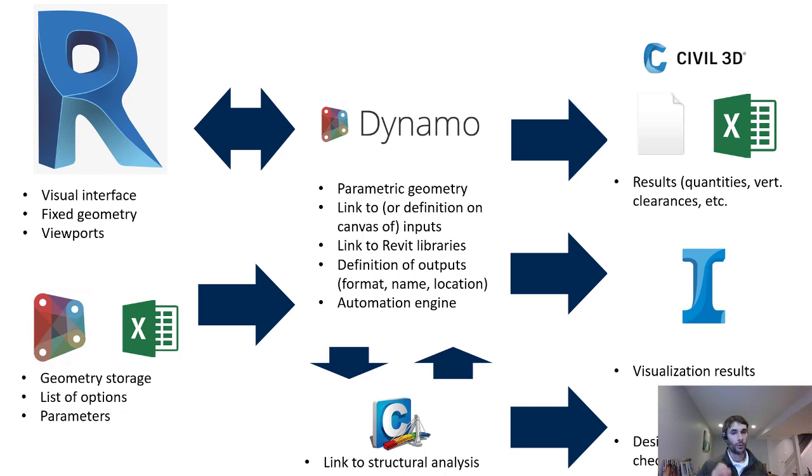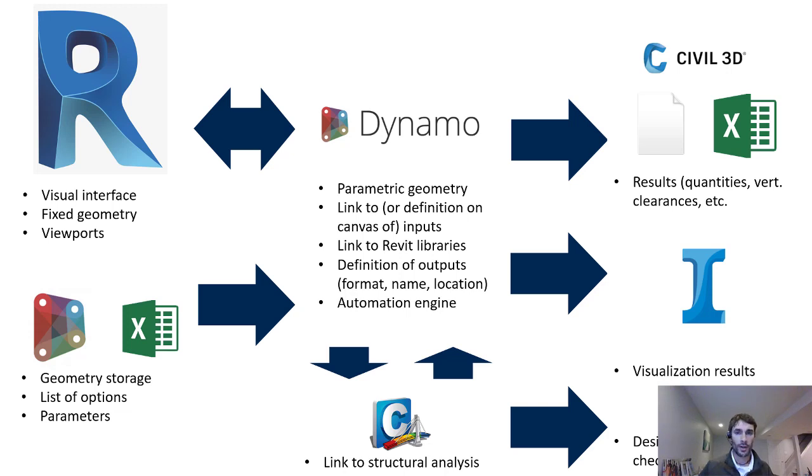Really, what we're using is Dynamo as an automation engine. Specifically for our example here, we are linking to a structural analysis program, which is Midas Civil. In our case, we're starting at Midas Civil with some of the geometry that we use there, pulling that into Dynamo, and modifying it as we need. That's definitely a two-way arrow between those two applications.